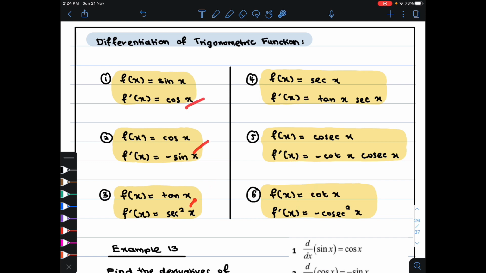Usually, all 6 will be given in the exams, but I think it's better for you just to memorize the first 3 here, just in case it is not included in the exam, which is quite easy. When you differentiate sine x, you will get positive cos x. When you differentiate cos x, you'll get negative sine x. When you differentiate tan x, you will get secant square x. So try to memorize at least these 3. The other 3 here will usually be given in the exam.